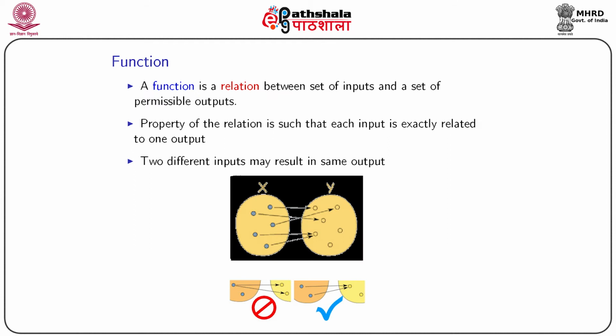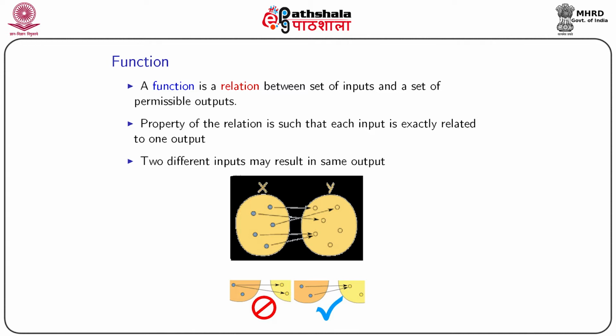A function is a relation between a set of inputs and a set of permissible outputs. That means that whenever we have something as output, it has some inputs, and we want to find the relationship in terms of function. And this property of relation is such that each input is exactly related to one output. That means we can't have two different outputs for the same input. If something like that happens, then it is not a function. Two different inputs may result in the same output. That is permissible. So for two different inputs, we may get the same output.